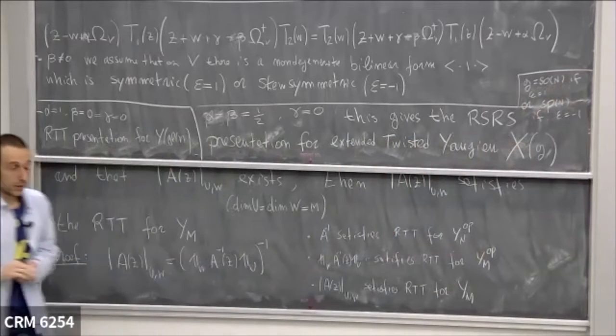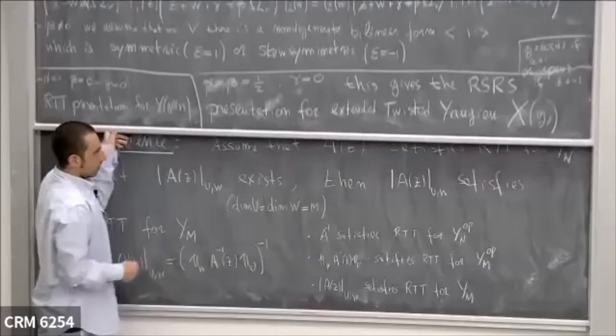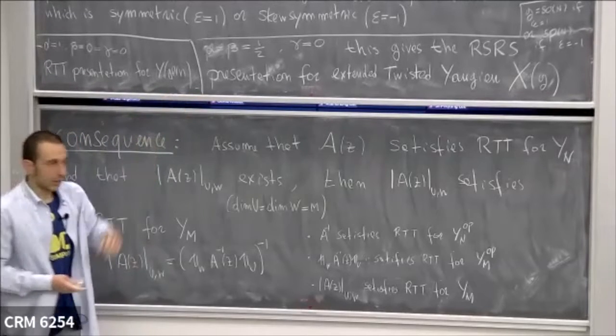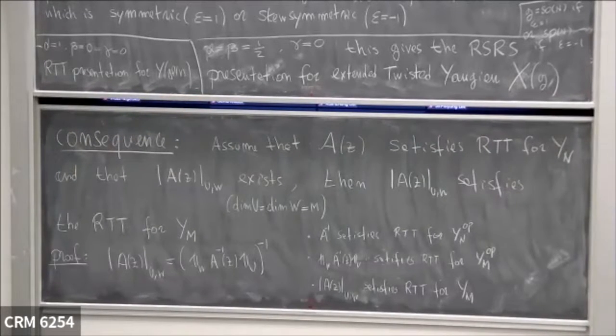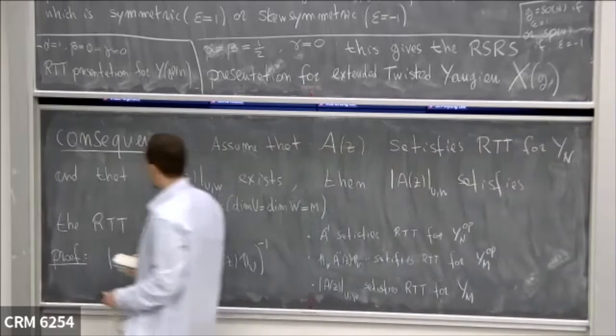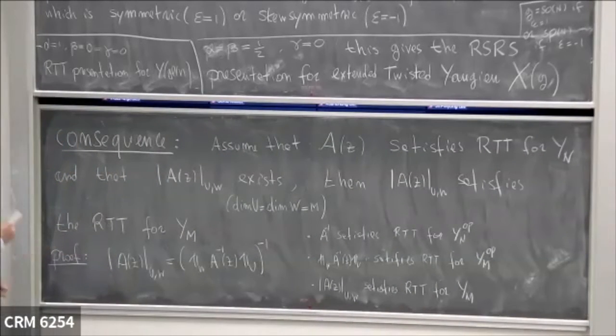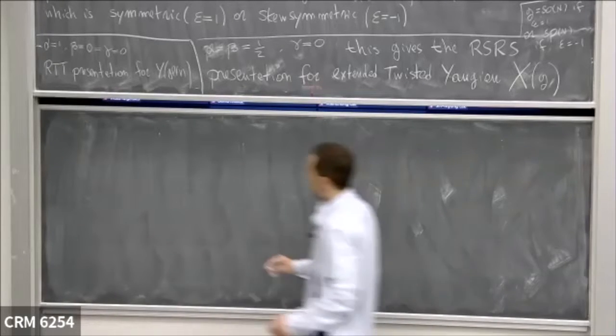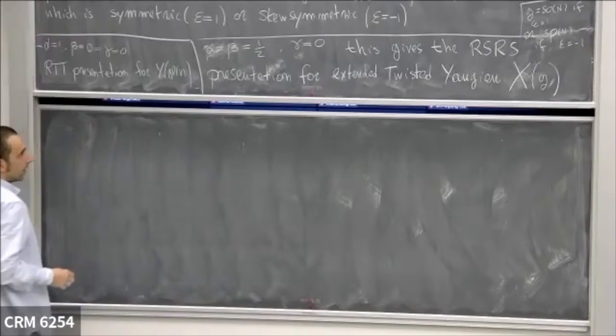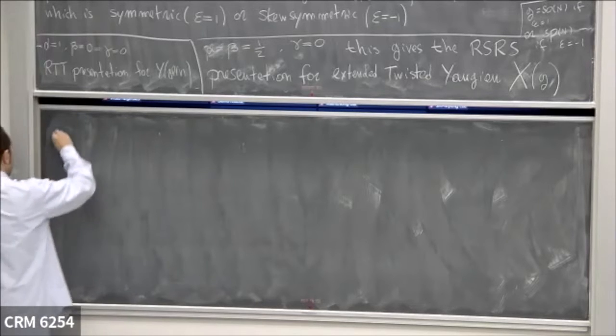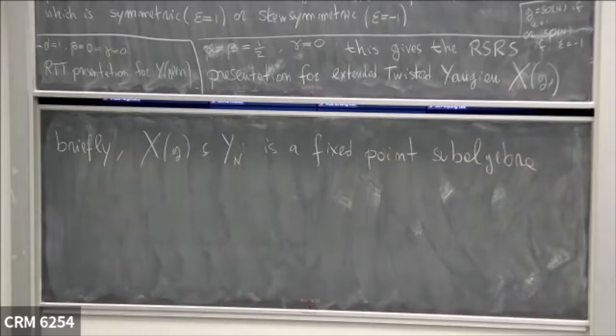Nothing astonishing. I'm not going to talk about these twisted Yangians, but if you think about how SON and SPN are constructed starting from GLN, they are fixed point subalgebras. And similarly, these extended twisted Yangians are fixed point subalgebras of the usual Yangian. So we can define an automorphism of order 2, which I haven't defined, in the Yangian. The fixed point of this automorphism will give rise to a certain subalgebra, which we call the extended twisted Yangian.